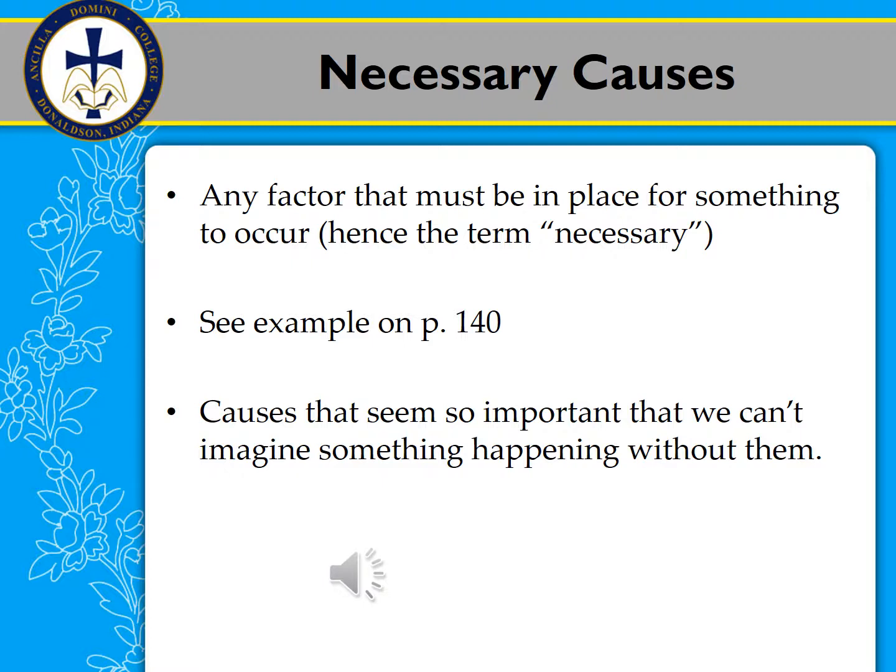So they define it another way as causes that seem so important that we can't imagine something happening without them. They give a sports example here, saying that maybe there's this amazing pitcher on your baseball team, and your team simply couldn't win a World Series without that specific pitcher on the roster. So that would be considered a necessary cause. Any factor that must be in place for something to occur. So in order for the effect to happen, the necessary cause has to be in.